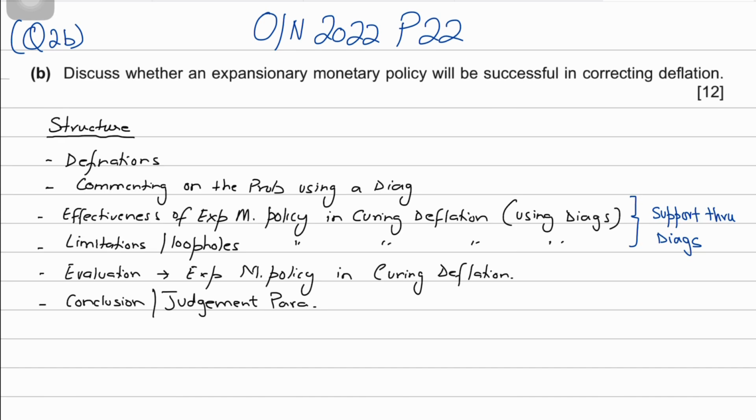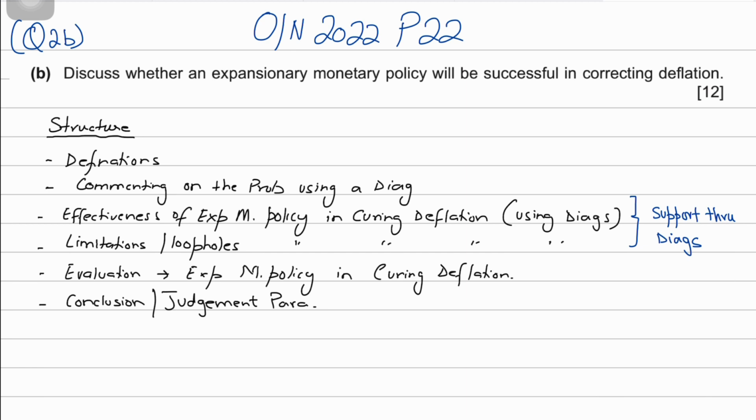Now guys, for this particular question, we have a problem given which is deflation, and then we also have a policy that is given in the question which is expansionary monetary policy. And this question is asking us to evaluate its effectiveness and to what extent it will be successful, since the question says discuss whether an expansionary policy will be successful.